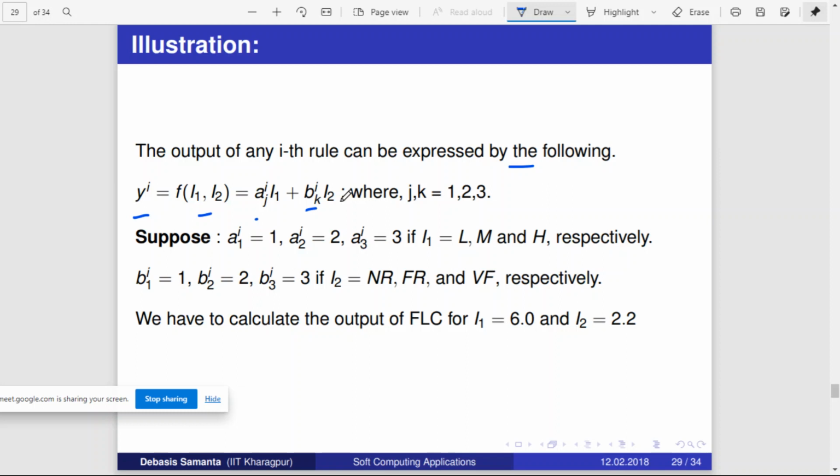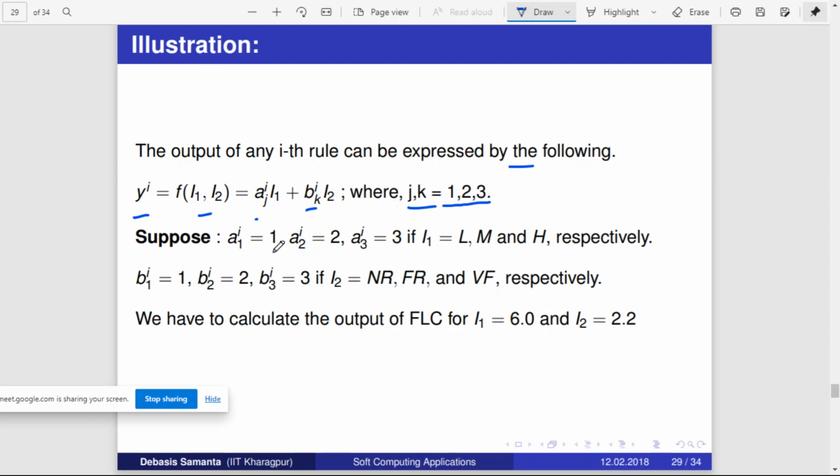These J and K values will all be decided by the designer of the Takagi-Sugeno approach. These numbers are fixed by experience, there is no general rule for that. So here let us assume that J and K can take values 1, 2, 3. For example, if J is 1 and K is 2, then it will be A1 I1 plus B2 I2, something like that, right?